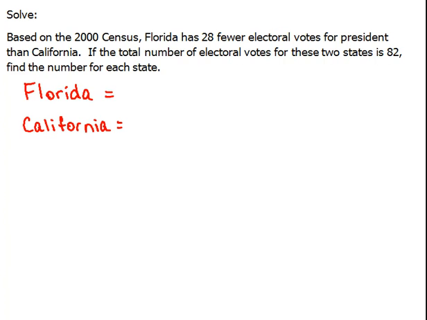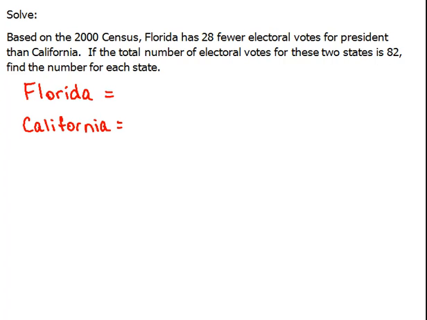Here we have an application problem that says, based on the 2000 census, Florida has 28 fewer electoral votes for president than California. If the total number of electoral votes for these two states is 82, find the number for each state. Okay, when we start trying to work these application problems, the first thing we have to do is to try to understand what the problem is talking about.